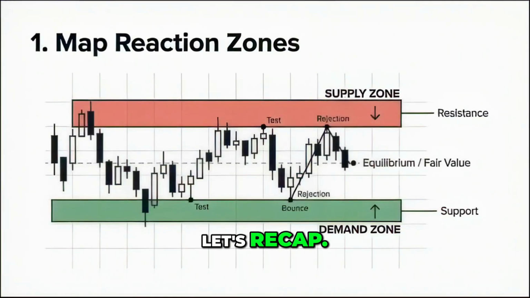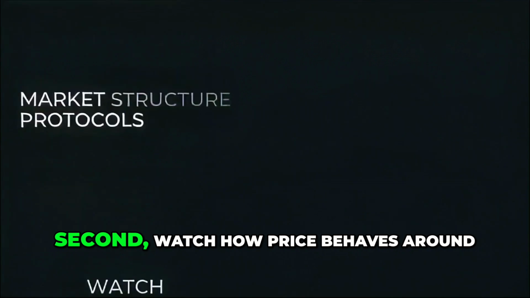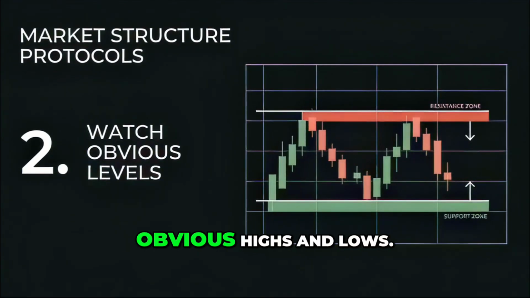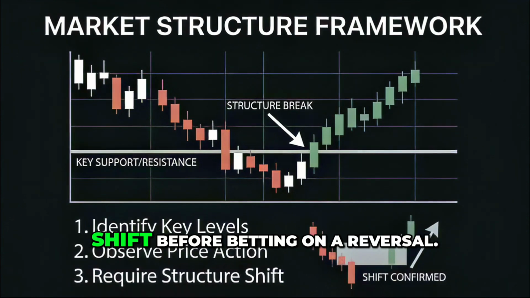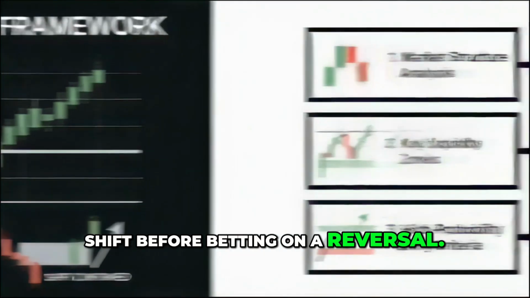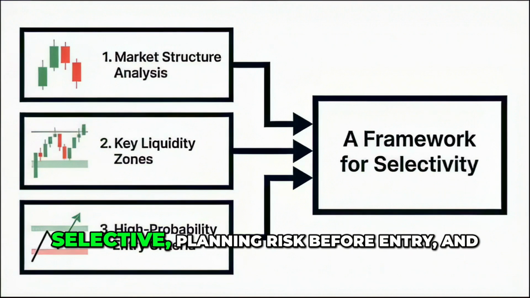Let's recap. First, map reaction zones instead of chasing price. Second, watch how price behaves around obvious highs and lows. Third, require a genuine market structure shift before betting on a reversal. These are not shortcuts. They are a framework for being more selective, planning risk before entry, and letting the chart do the talking.